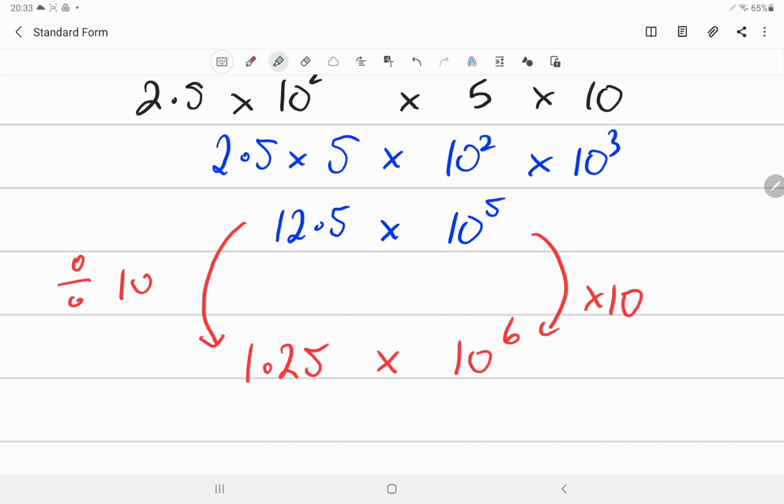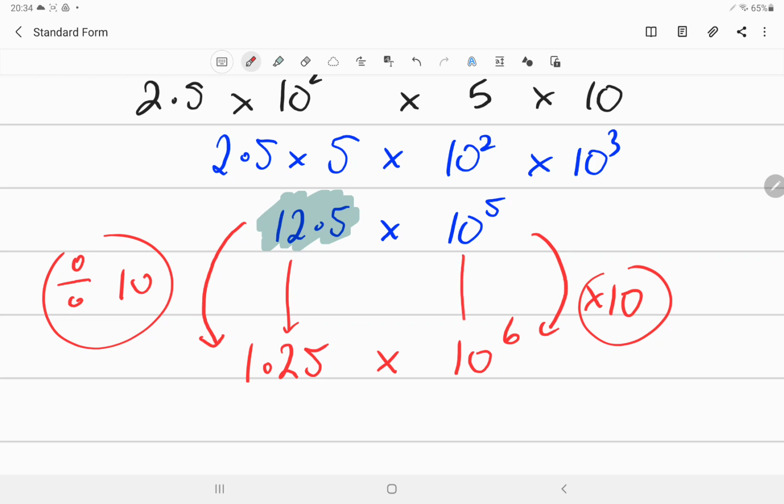So 12.5, there's a problem there. It's not a number between 1 and 10 or less than 10. So we need to make it into a number between 1 and 10 by dividing by 10. So 12.5 becomes 1.25. So we have divided that number by 10. To balance that out, we have to multiply by 10. Multiply our base, or our power of 10, by 10. So divide by 10 here, balance it out, multiply by 10. Whenever you multiply by 10, it's the same as adding on a 1 to the index.